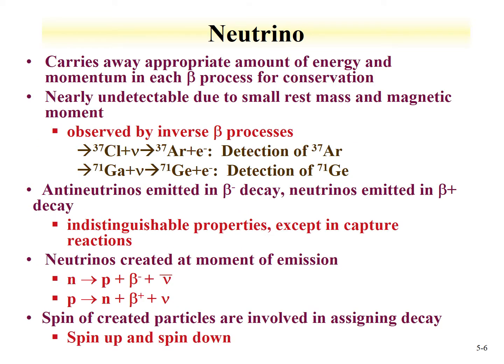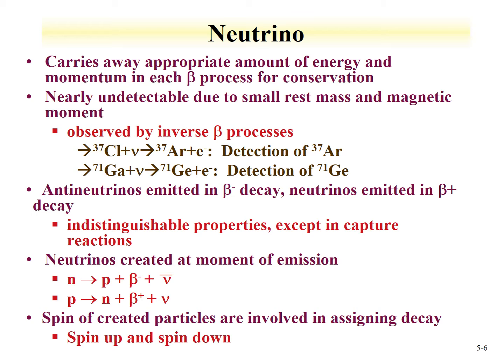One of the properties of this small rest mass of the neutrino is that it's very difficult to detect. Two current routes that are used to detect neutrinos through inverse beta decay are listed here, where the reaction of a neutrino on chlorine 37 makes argon 37, which is radioactive and is decayed. And then the gallium going to germanium, going back to the gallium from the germanium decay. Both of these are used in neutrino detectors.